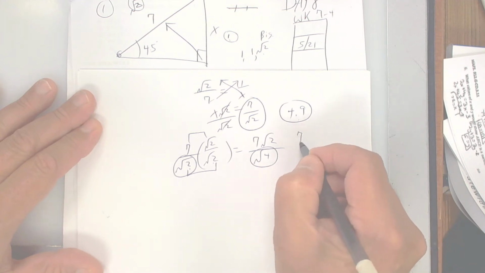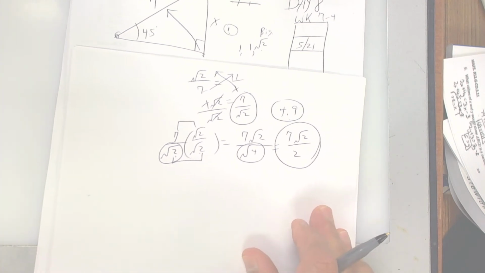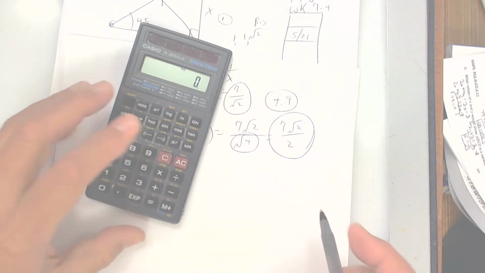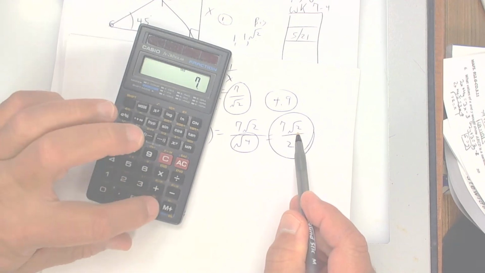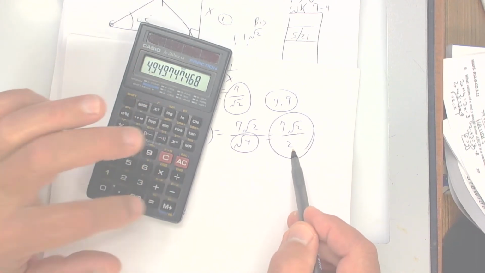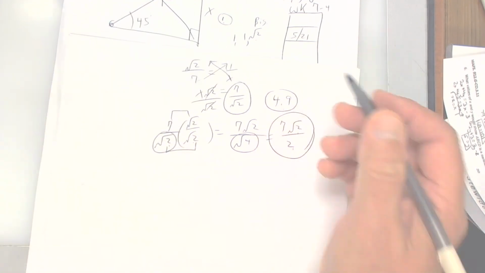So it's going to be 7 square root of 2 over 2. And that should give you the same answer. Okay, watch. 2, shift, square root, times 7, divided by 2. Try that on your calculator, you get the same thing, 4.9. All right, let's move on.